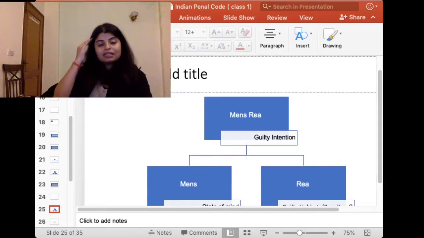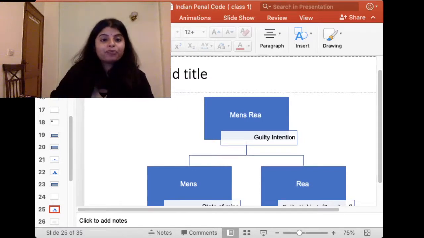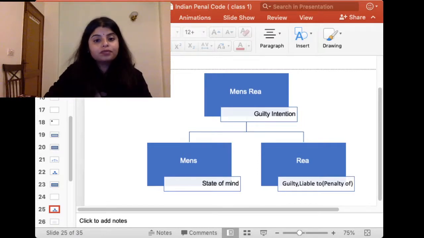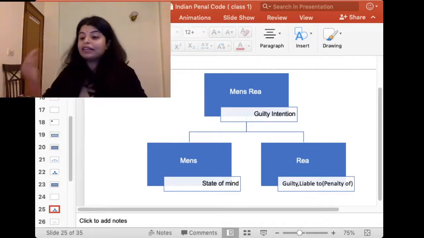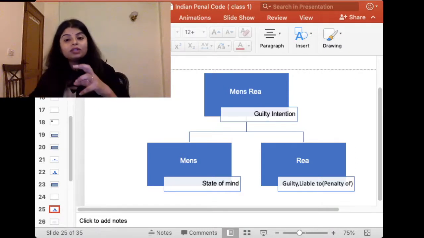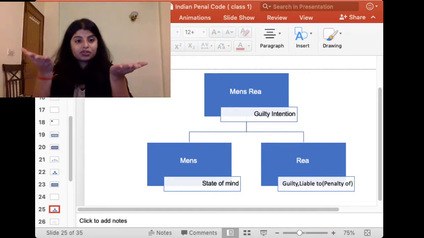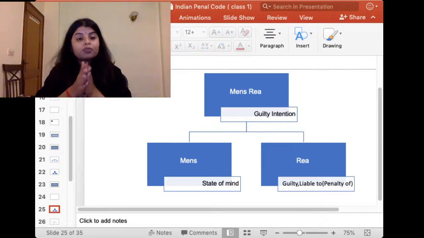Mens rea is your mental status, your mental situation, which talks about your guilty intention. Mens means state of mind and rea means guilty or liable to. So if I have a bad intention of killing you, all this is known as guilty intention. Now remember one thing. Actus reus and mens rea, they both have to be together to make it an offense. If they don't coexist together, it cannot be called an offense.